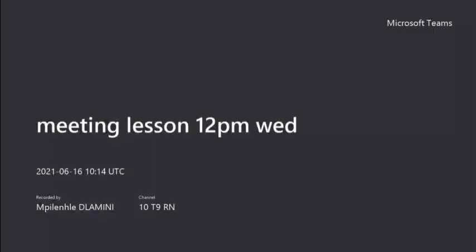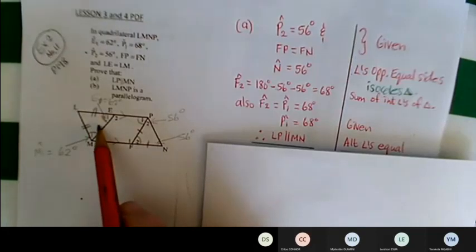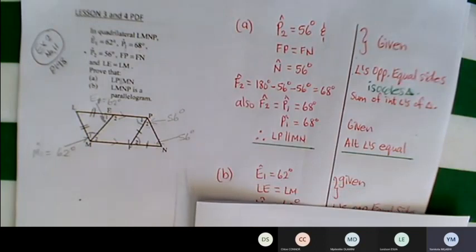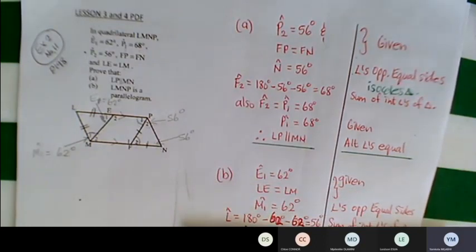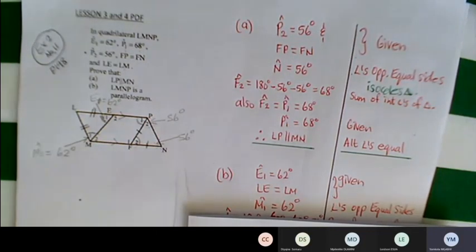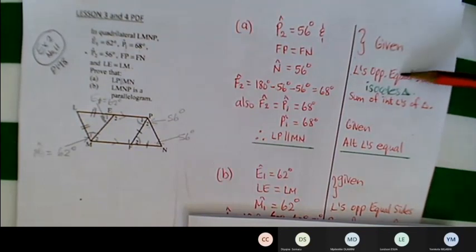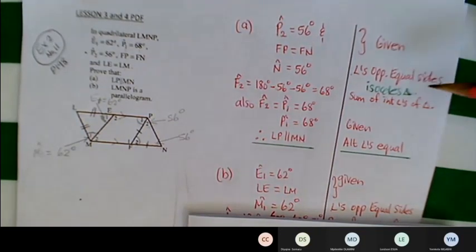Here, I have 62. Equal angles, opposite equal sides. Isn't the reason isosceles triangle? Yeah. So isosceles triangle, don't forget, if you look up here, angles opposite equal sides, isosceles triangle.